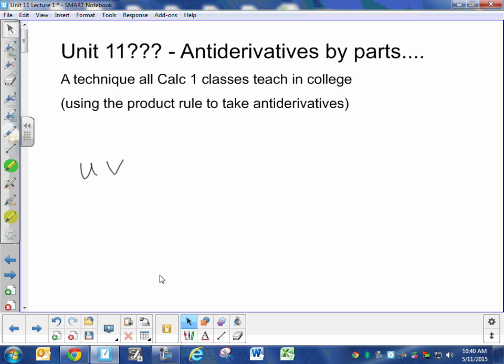The BC students had to know it. I would consider this Calc 1 material that should be on the AB Calc test, but it used to be on it, it's not on it anymore. It is also considered, instead of antiderivatives by parts, that's one way we call it, you call it UDV integration, UDV.